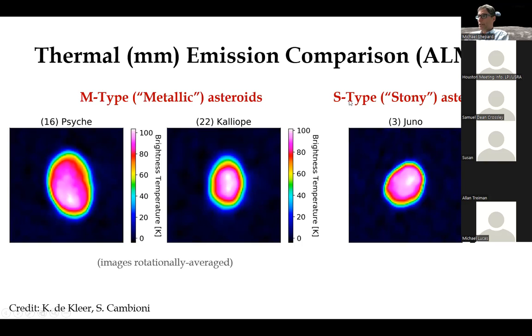Over here, for comparison, Juno, a stony S-type, its brightness temperature is around 250, which is right around where you would expect, an emissivity of about 0.9 in that location of the belt. So this is what you would expect. But then you go to Calliope, and it's got this modest radar albedo, and its brightness temperature is about like Psyche's. So it's got a high density, it's got a high emissivity.